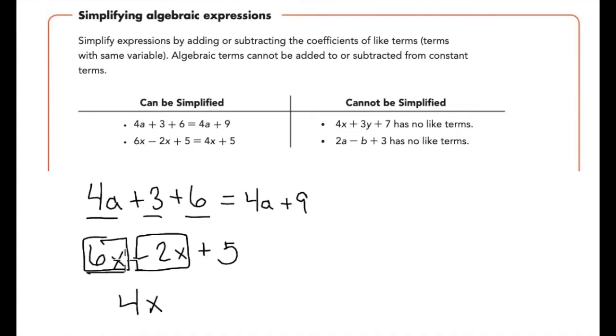But when we're identifying these terms, we need to understand that this is a positive 6 and this is a negative 2. So that's a positive 6x and a negative 2x. That leaves us with 4x. And then we just bring down our plus 5. We can't combine the 5 and the 4x because those are unlike terms.